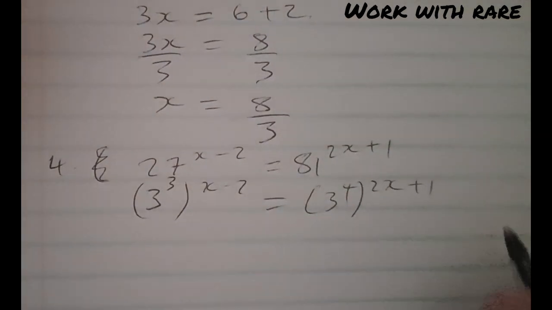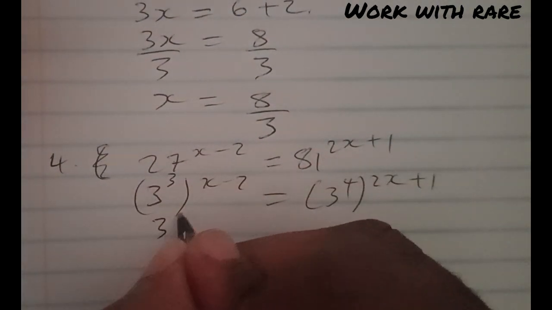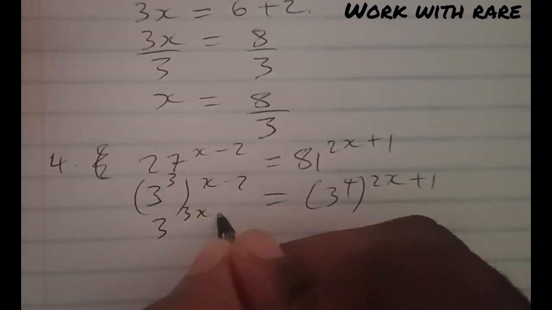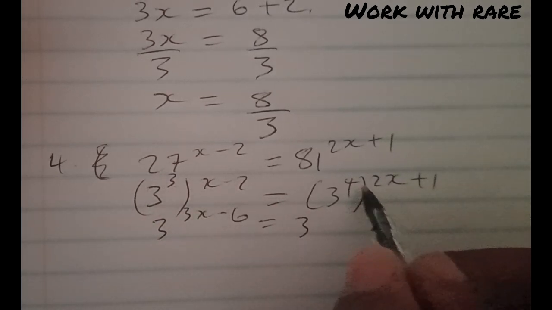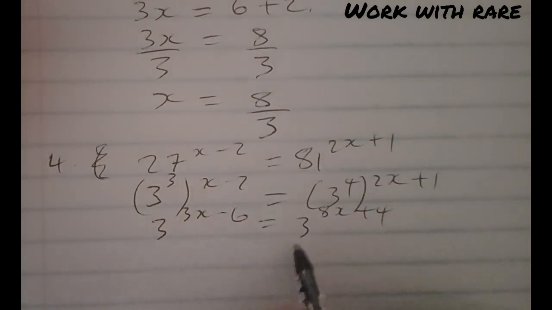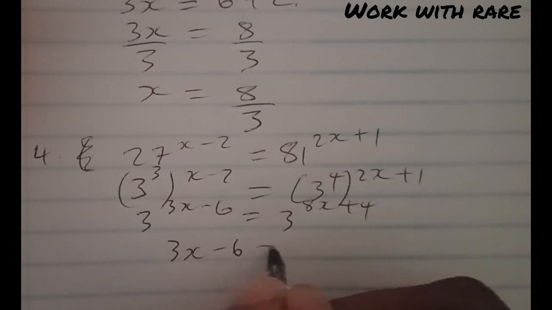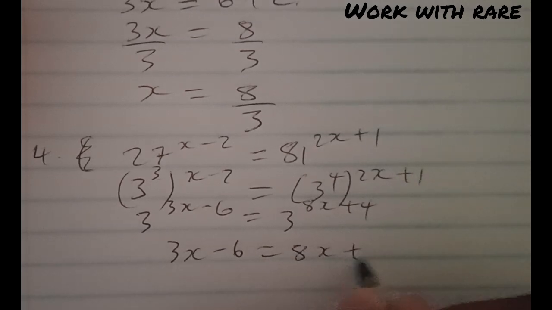Now we'll apply another law of the bracket. Now we'll have to multiply this and that. So it will be 3x, this multiplied by this negative 6. Here we'll say this and this is 8x, this and this is 4. Then since our bases are the same, we just drop the exponents. So we'll have this 8x plus 4.